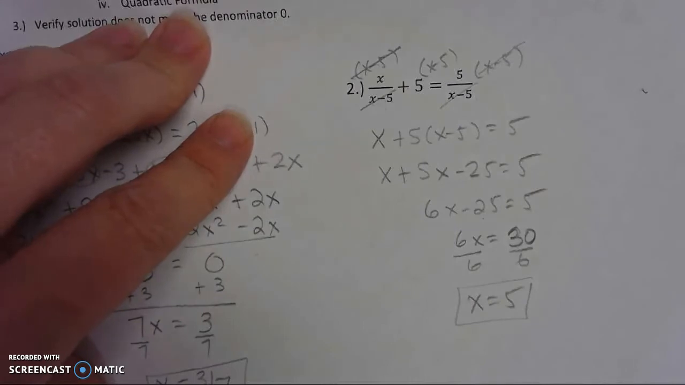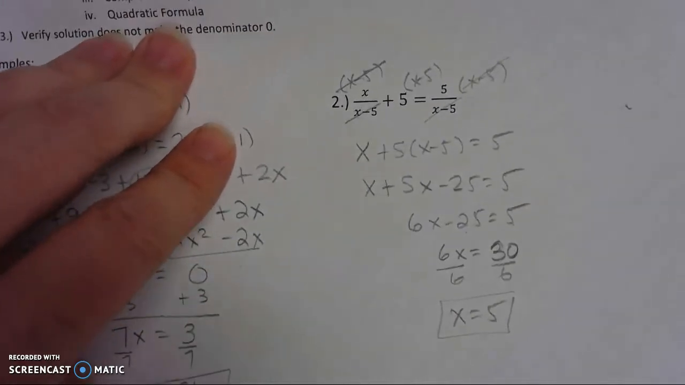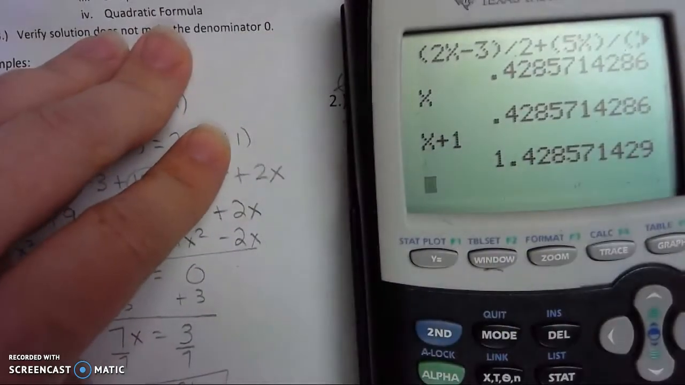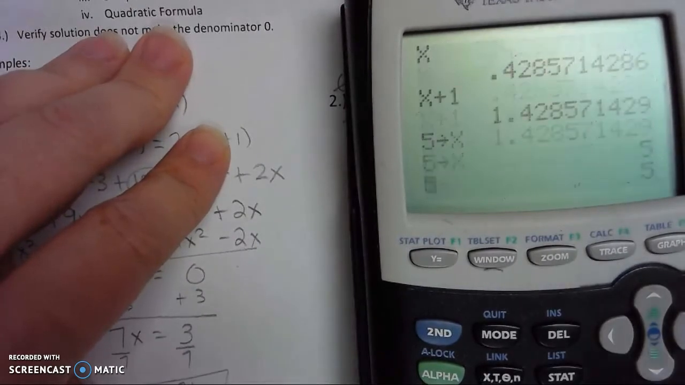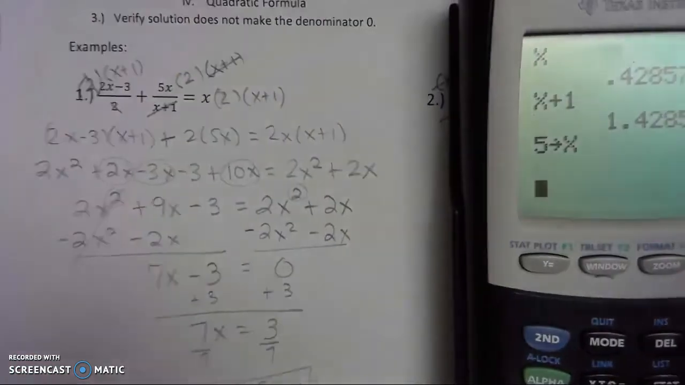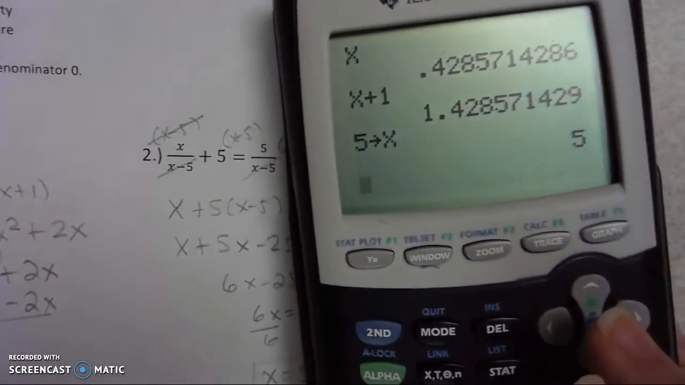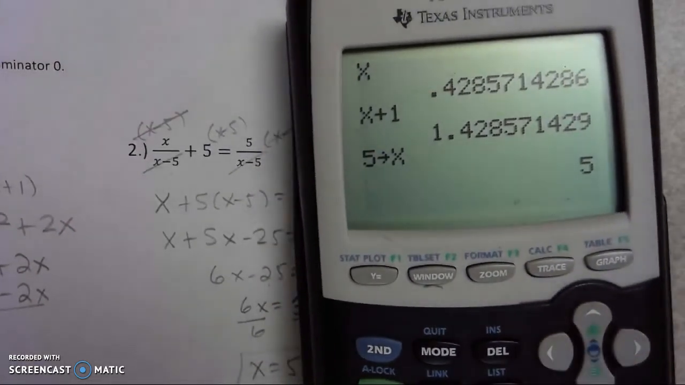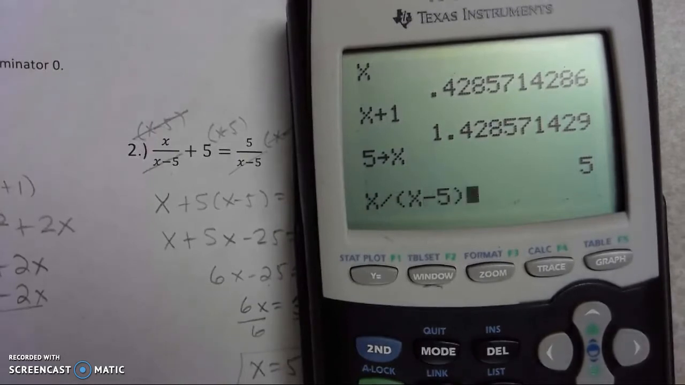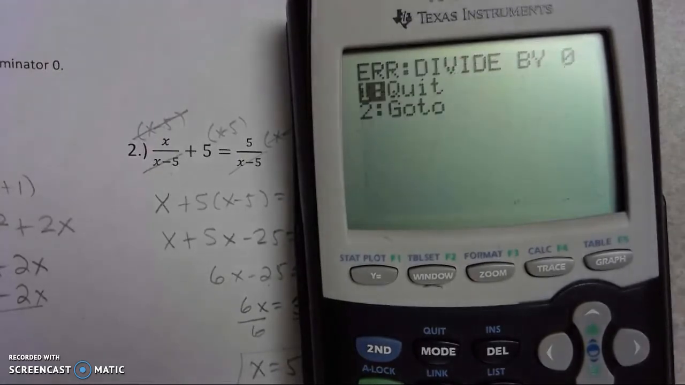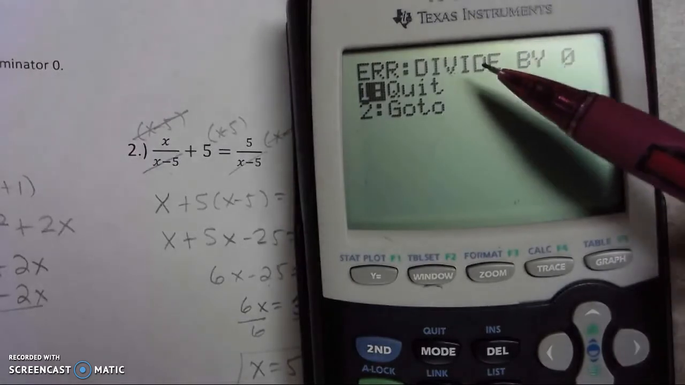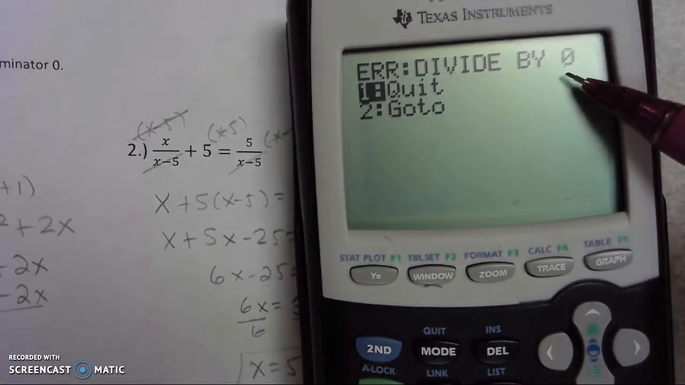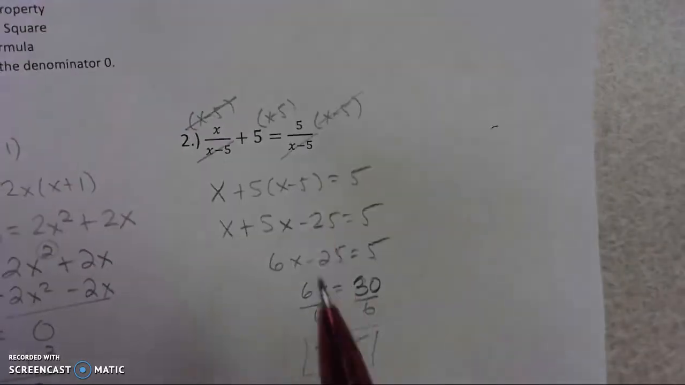Alright, I'm going to check to make sure that my answer is good and that I don't get 0 in the denominator. So I'm going to store 5 in my variable, and then I'm going to type in each side of my equation. So I'll type in x divided by x minus 5 plus 5. Alright, and notice here I get divide by 0. Okay, and that occurs right here.